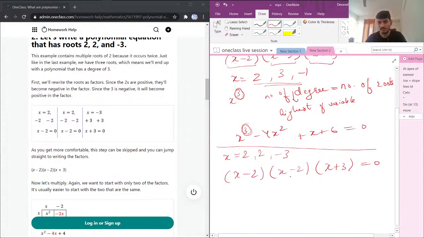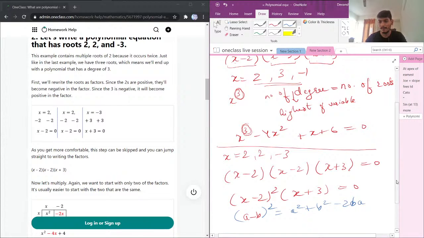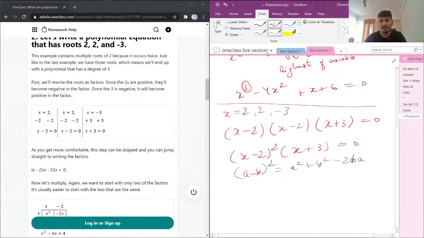Then what I can do, I can write this as x minus 2 whole square, x plus 3 equals to 0. I can use the identity a minus b whole square equals to a square plus b square minus 2ab. I can write this as x square plus 4 minus 4x, and I can write x plus 3 equals to 0.